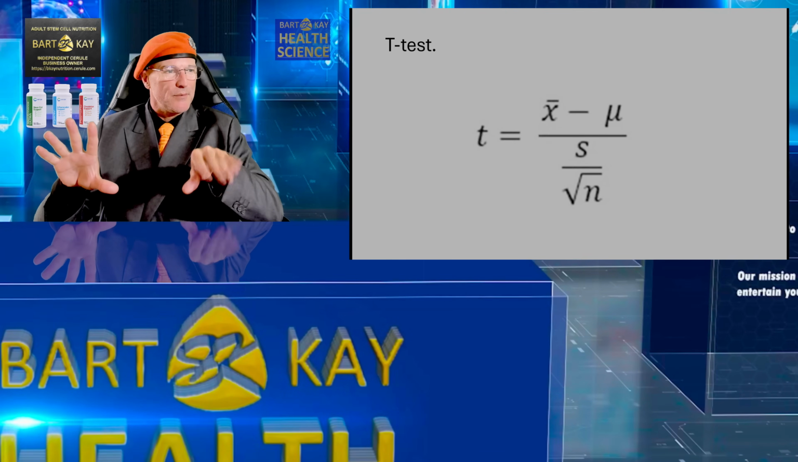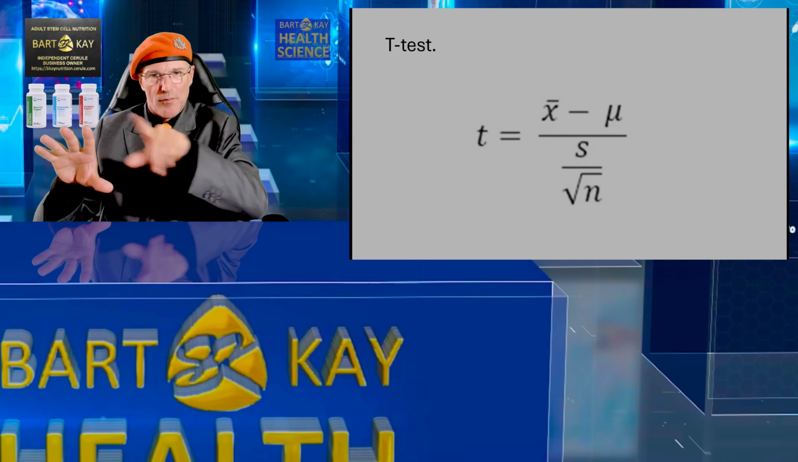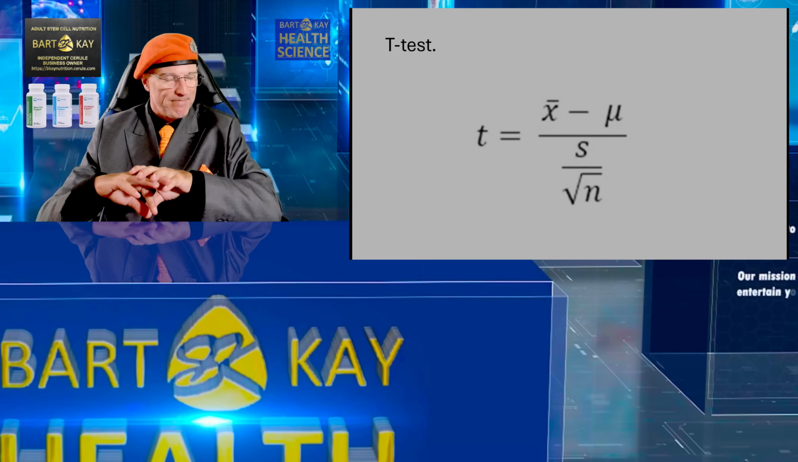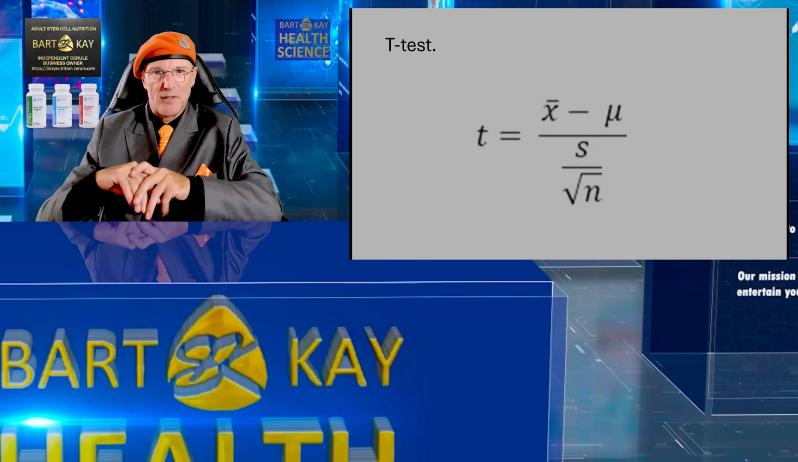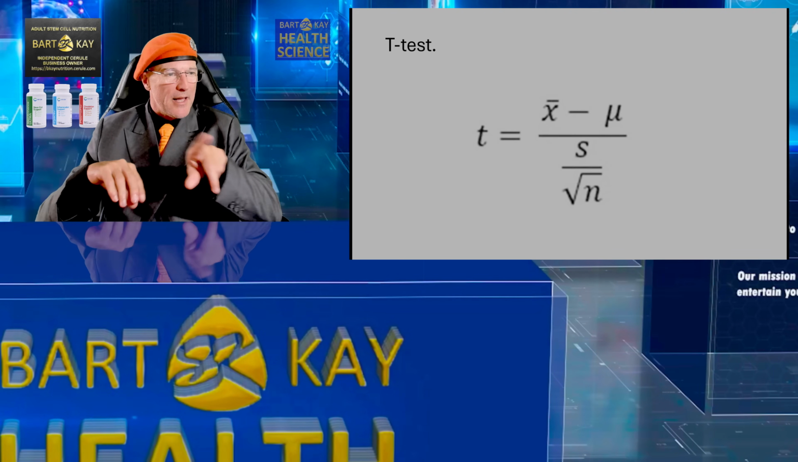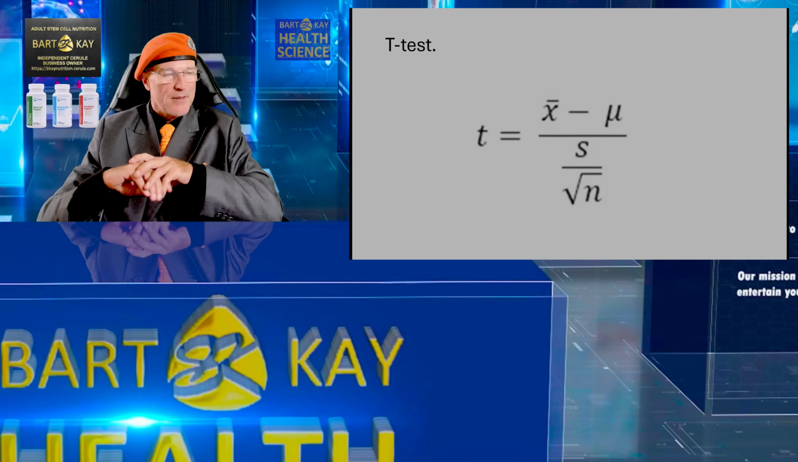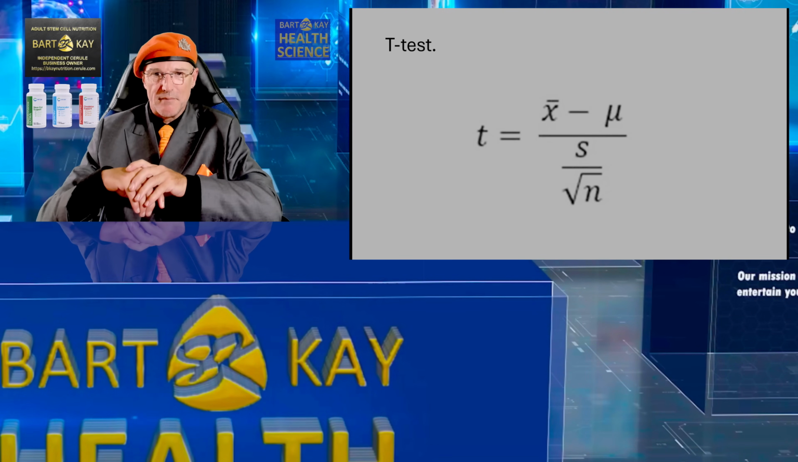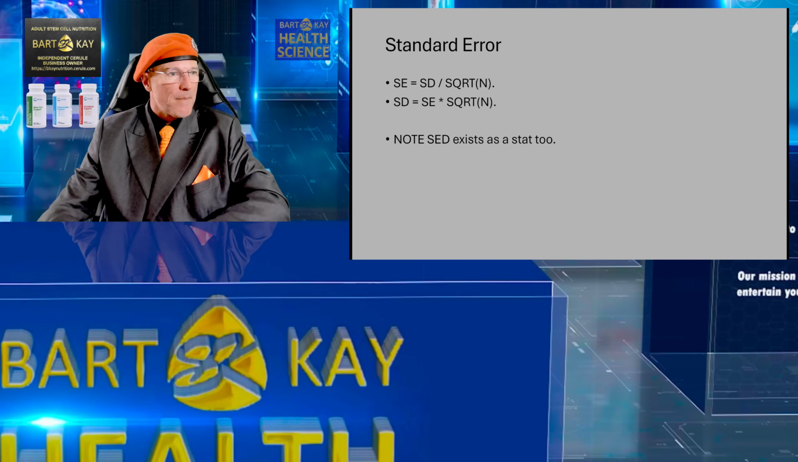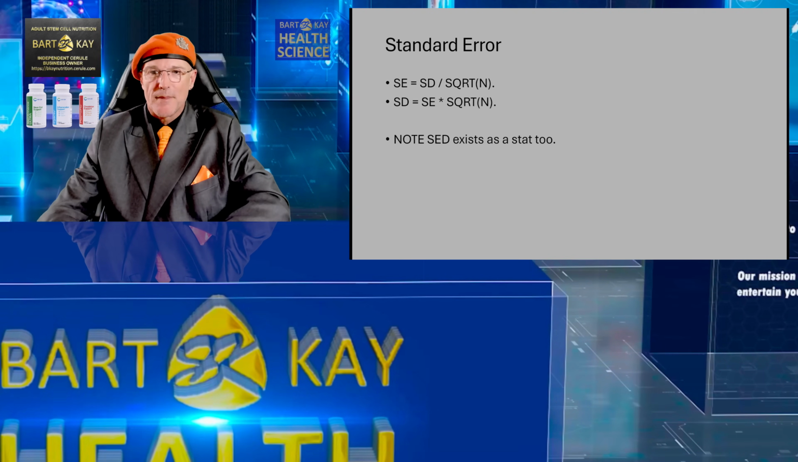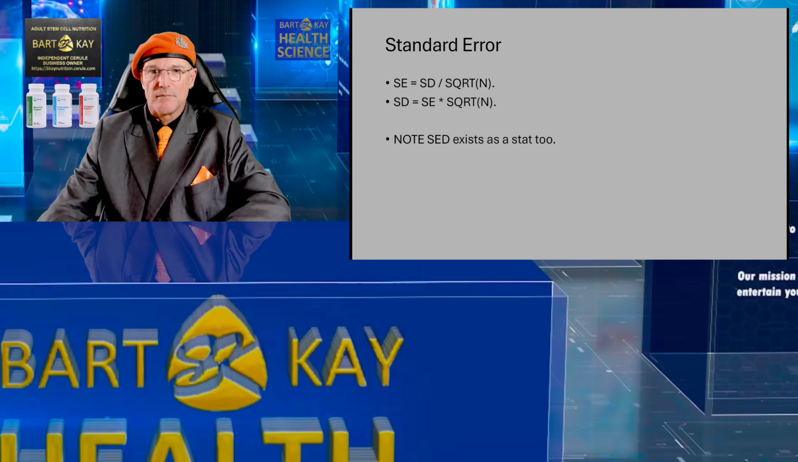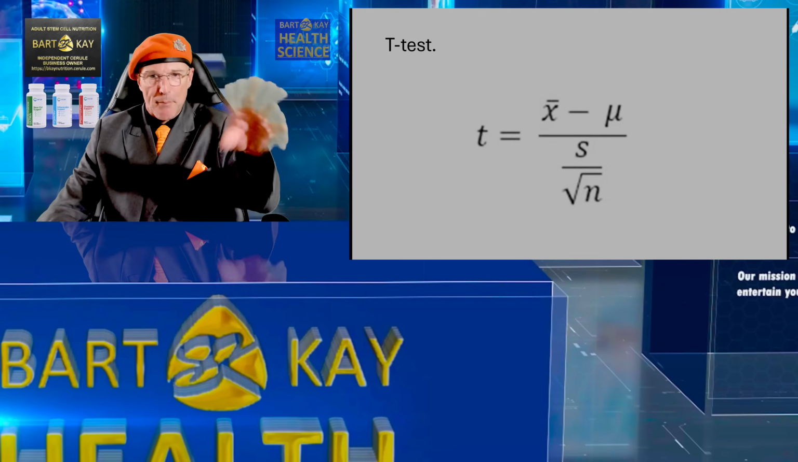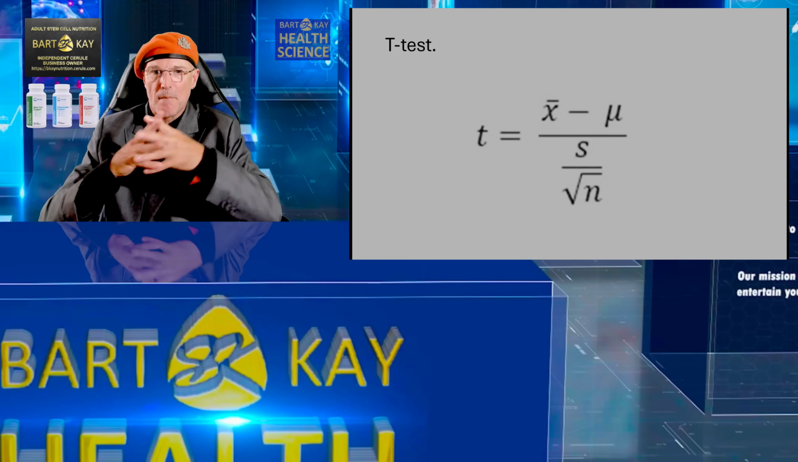We take all of that, we take that mean value, we take off the population value that we magically know somehow, and we divide all of that by the standard deviation divided by the square root of n. We've just taken that and put it on the denominator of this sum.